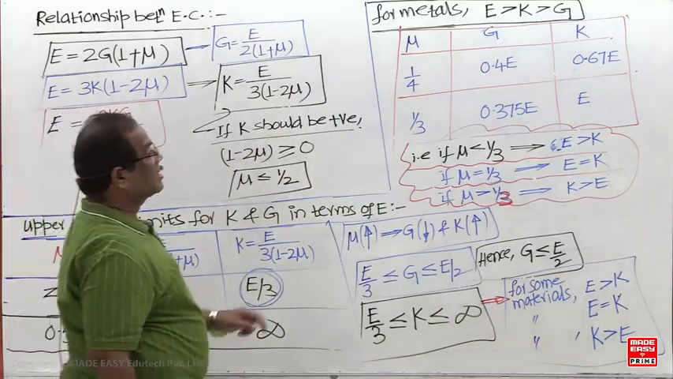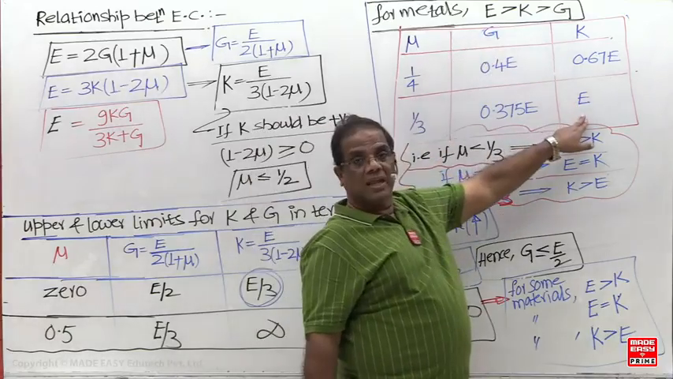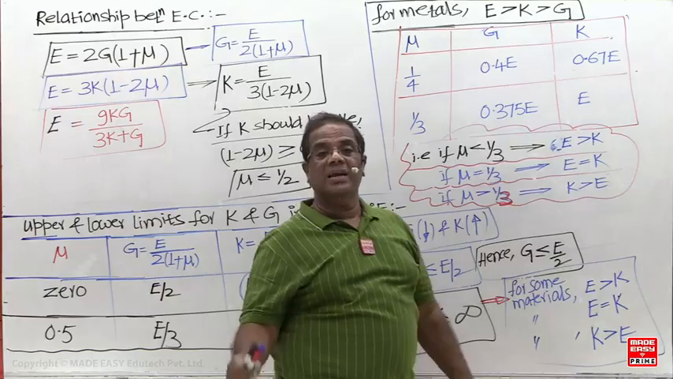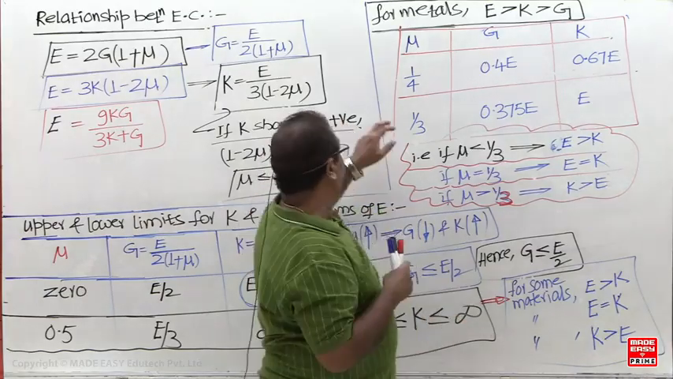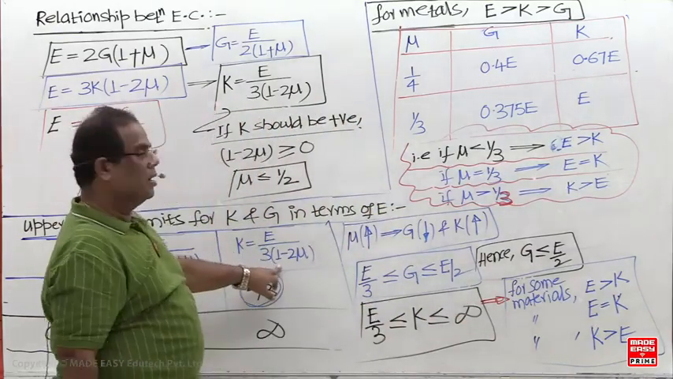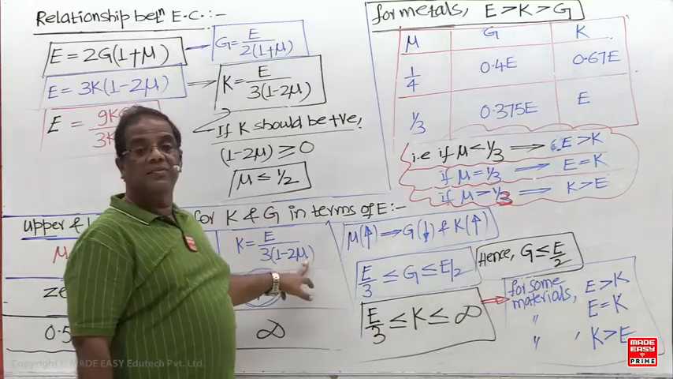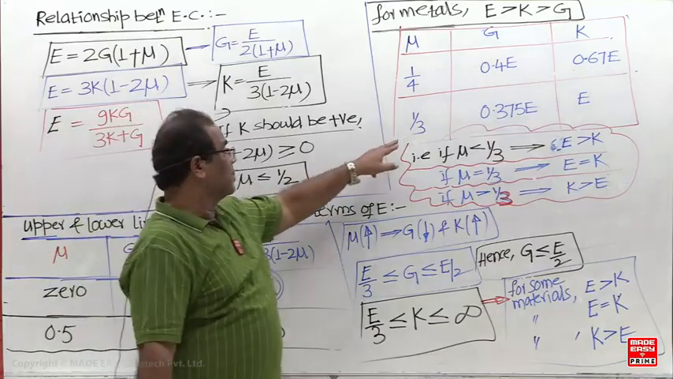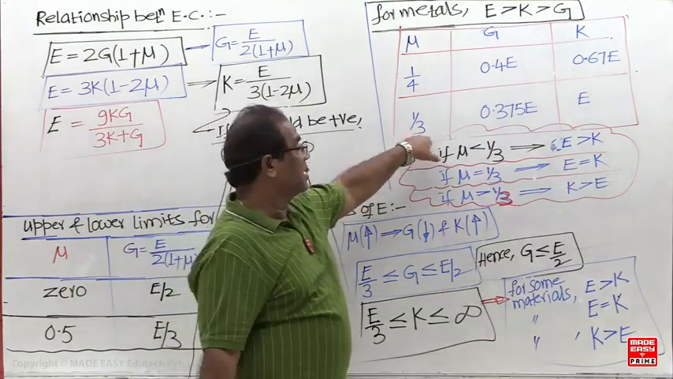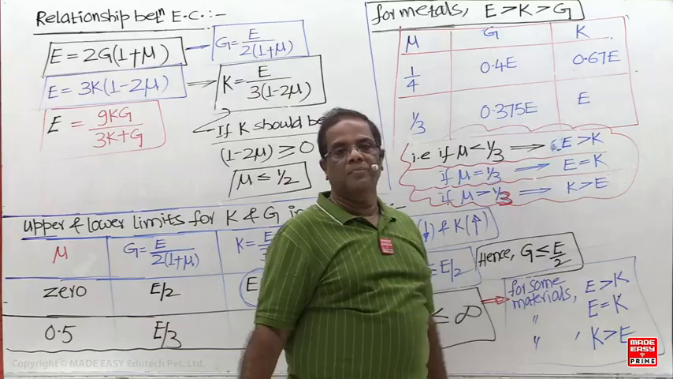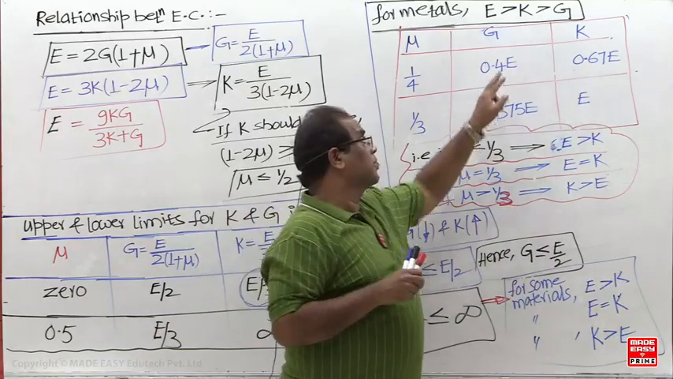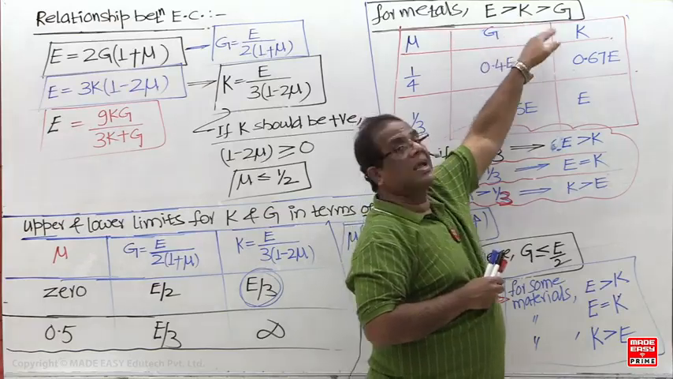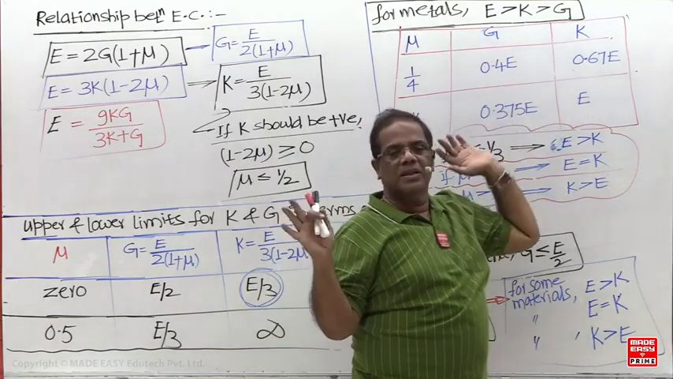Somebody will ask, sir, can I take the equal to? Here both are equal, but that is at 1/3. The calculator considers 1/3 as about 0.3333. If you substitute 0.33 in place of 1/3, check it, this value is going to be less than E. By chance, if an option is given like E is greater than K, E is greater than or equal to K, then we take it. But generally that is not going to be there.